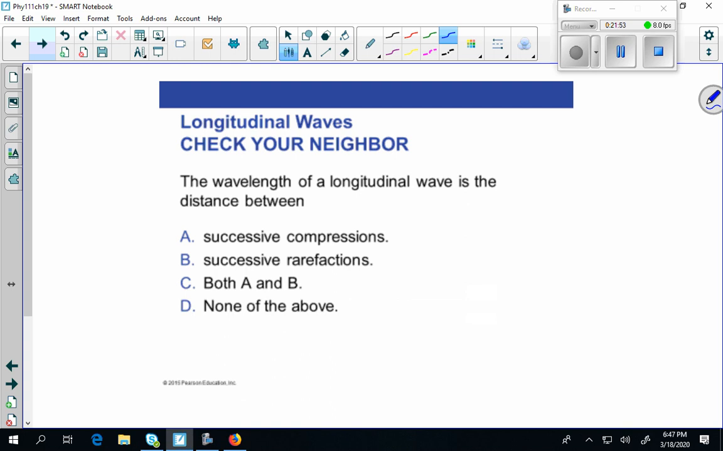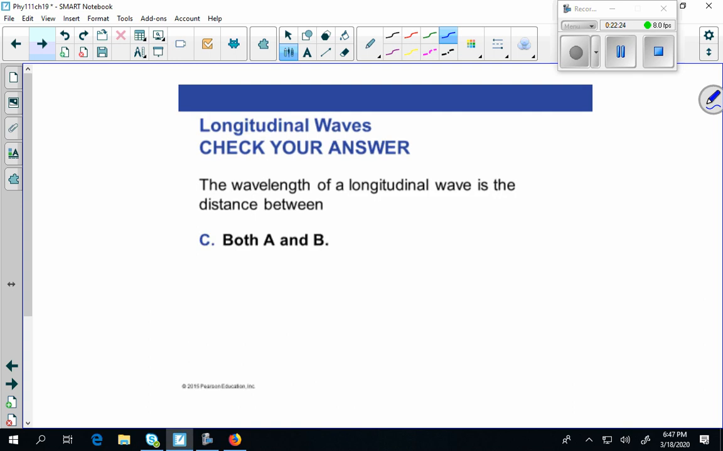So the wavelength of a longitudinal wave, what do you think, is the distance between successive compressions, successive rarefactions, both A and B, or neither A nor B. Successive just means right next to each other. Neither A nor B doesn't make any sense, so it's got to be one of those. What do you think? Giving you time to make your guess. So it's going to be A and B. Remember, we can go from identical part to identical part. So we can go rarefaction to rarefaction, just like we can go compression to compression.